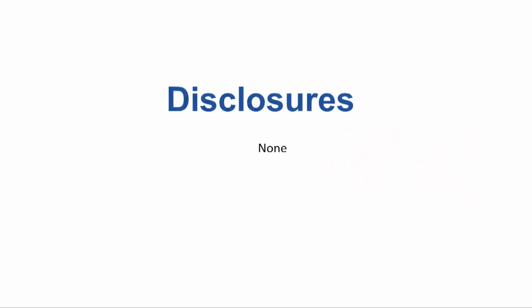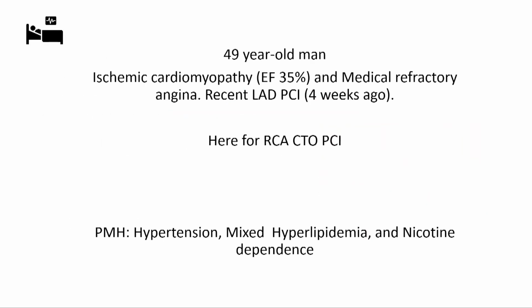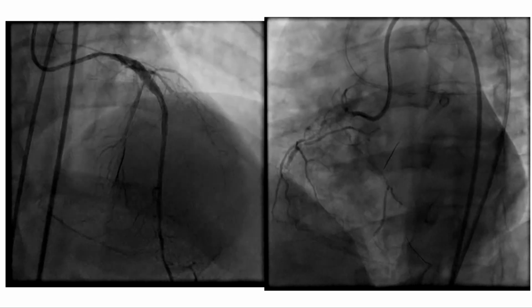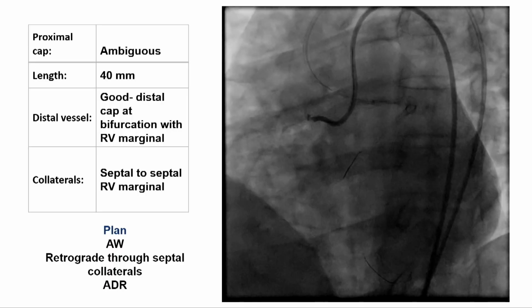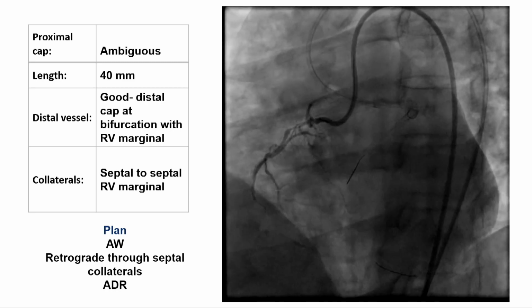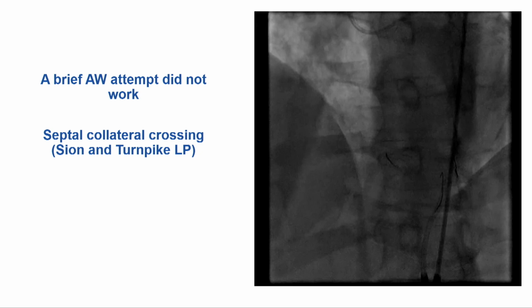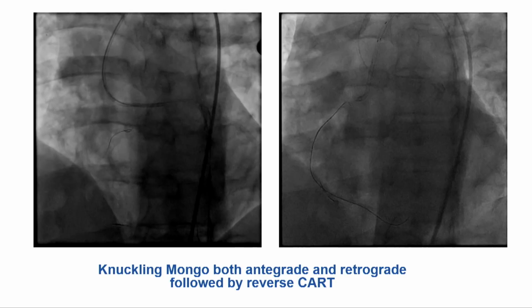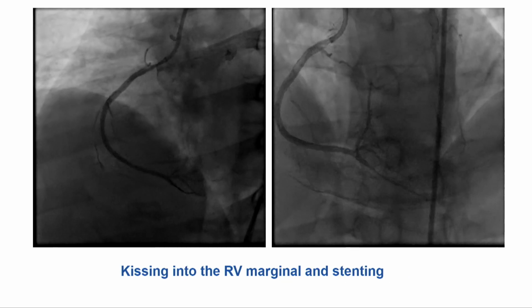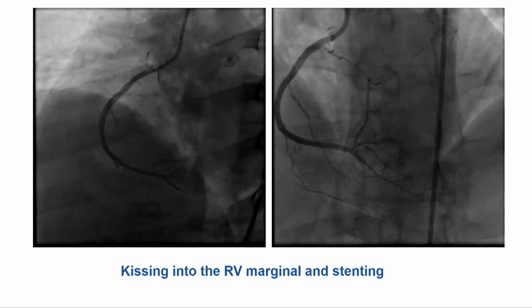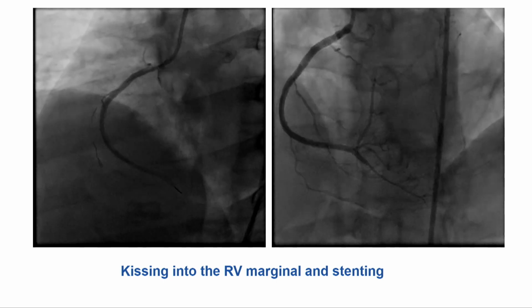So, no disclosures. The patient is a 49-year-old man, ischemic cardiomyopathy with an EF of 35%. He had an LAD PCI about 4 weeks before, and he came for an RCA CTO PCI. Quickly, these are his images, an ambiguous cap, a long CTO. Going forward, we planned to go antegrade or retrograde. The antegrade wire didn't work, so we crossed retrograde through septals, and then we knuckled and did reverse CART, and this was the final result. We were pretty happy, high fives. The patient goes to recovery, and then we move on to the next case.